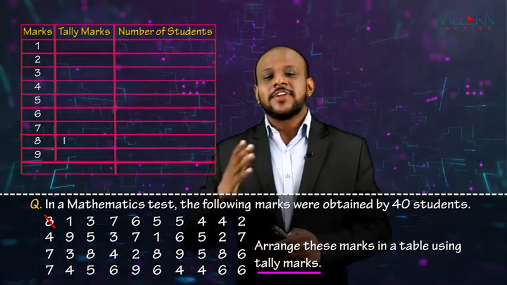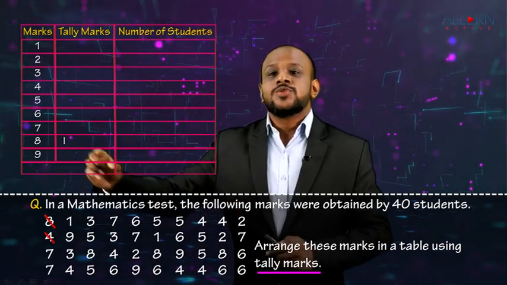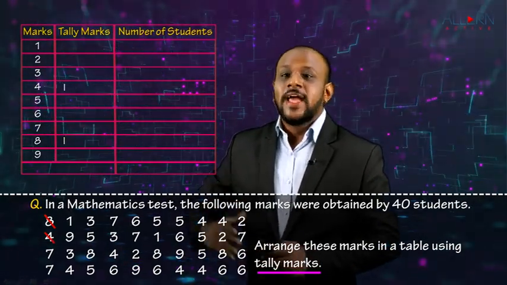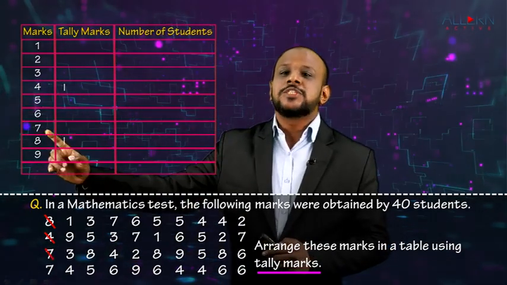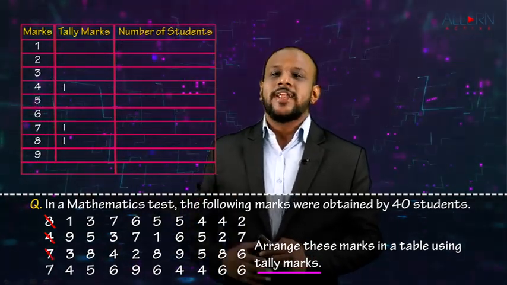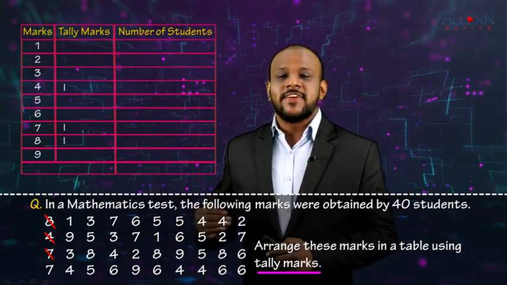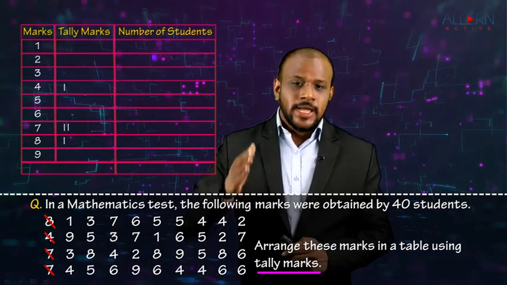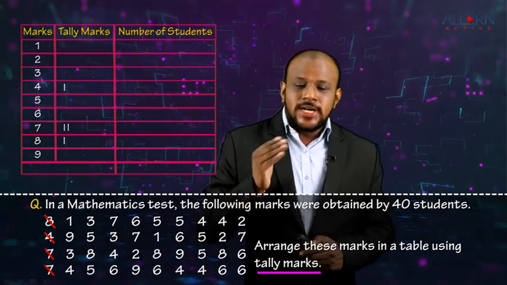After that we have 4. So corresponding to 4, let's record the data over here. Then we have 7. So corresponding to 7, let's record the data over here. Again we have 7, so again we can record the data for 7. Clear? The first column is done. Let's move on to the second column.